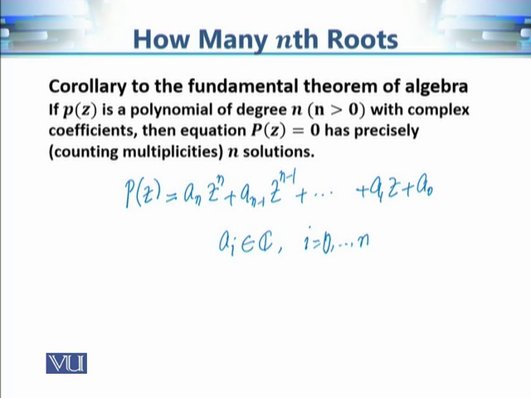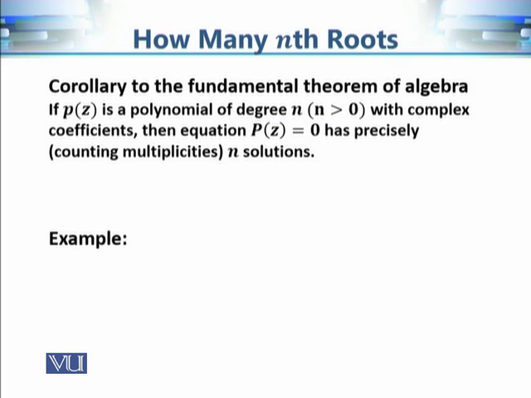Now the result says that if we have a polynomial of degree n, then it must have exactly n solutions. So in other words, p of z equals 0 must have exactly n solutions. For example, if I have a polynomial, for example, p of z equals z cube minus (4 plus i) z square plus (4 plus 4i) z minus 4i.